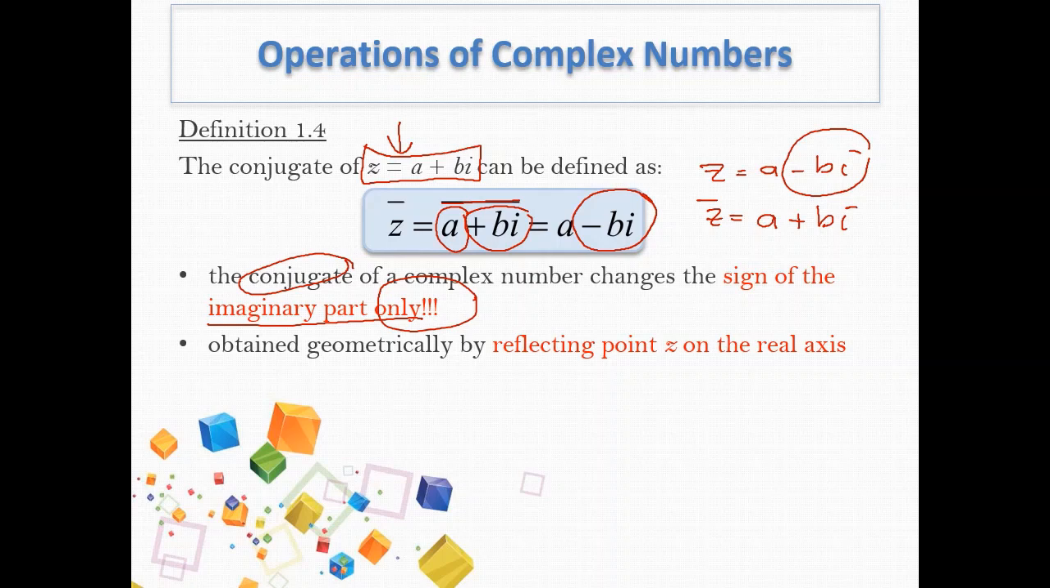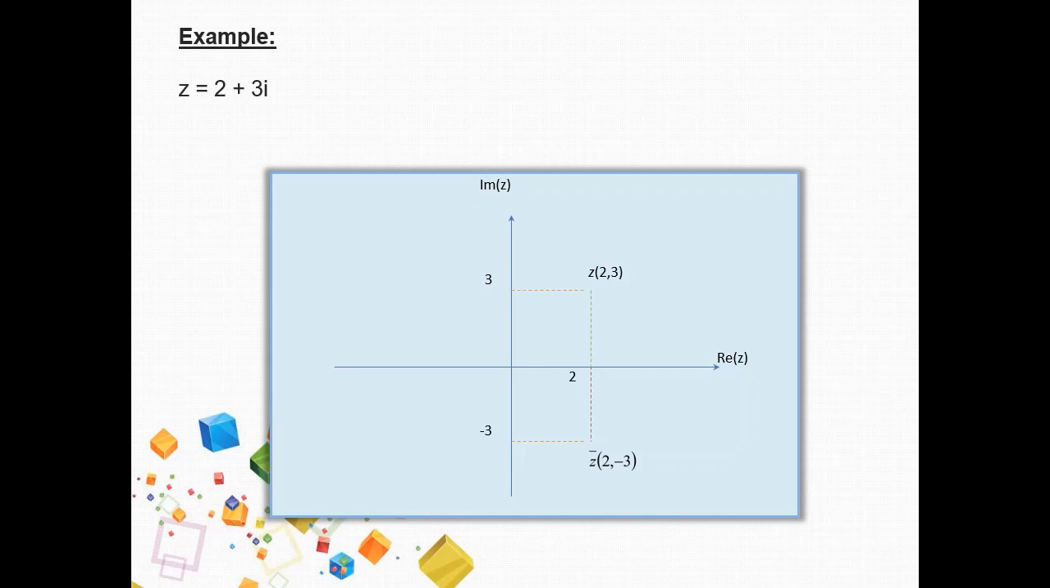If we plot it on the Cartesian plane, it will reflect the point z on the real axis. So the real axis will become the mirror. Let us look at the next slide. If this is your complex number z, which is equal to 2 plus 3i, this means that this is our A and this is our B. Our A, which is the real part, is plotted on the x-axis.